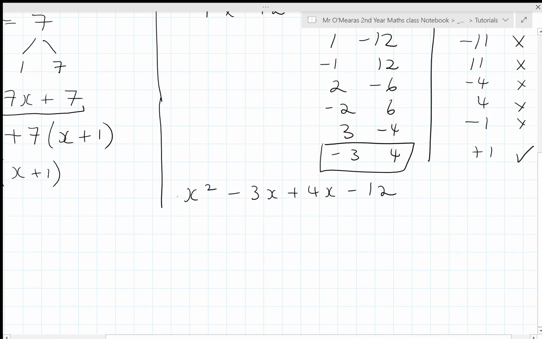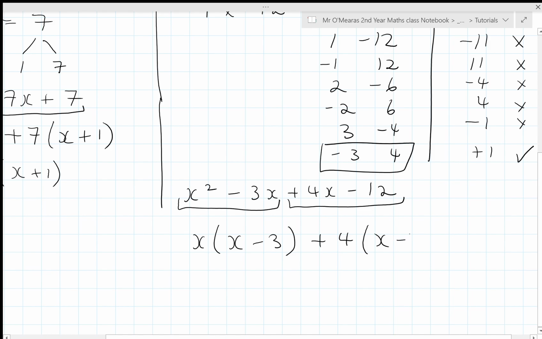Okay, so again, once we have the 4 terms in this expression, we use factorizing by grouping. So we have x as the highest common factor, and that leaves us with x minus 3. And then we have plus 4 as the highest common factor for the last two, leaving x minus 3. And remember, we're always looking to see that we have the same thing inside the brackets each time. Then you look for the highest common factor of these two, which is x minus 3, and that leaves us with x plus 4.